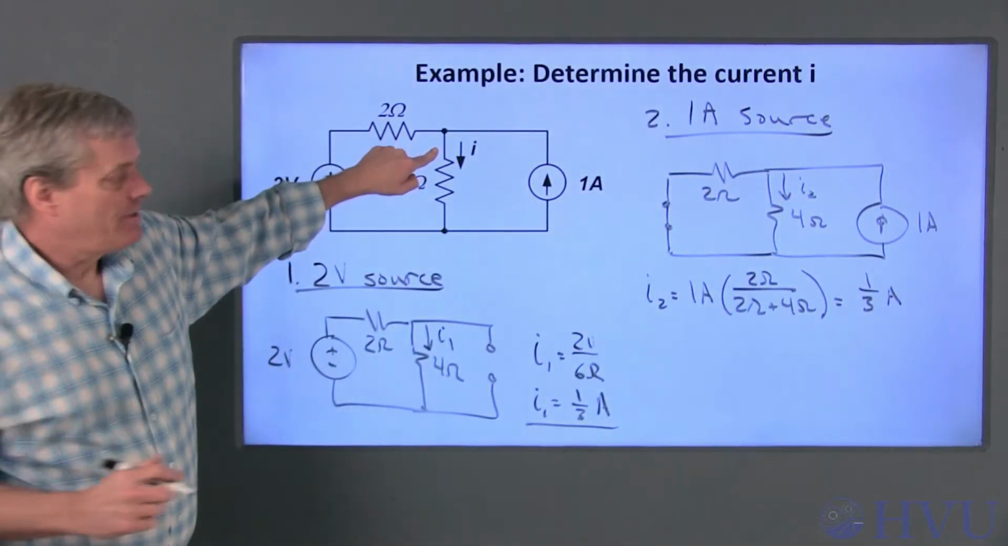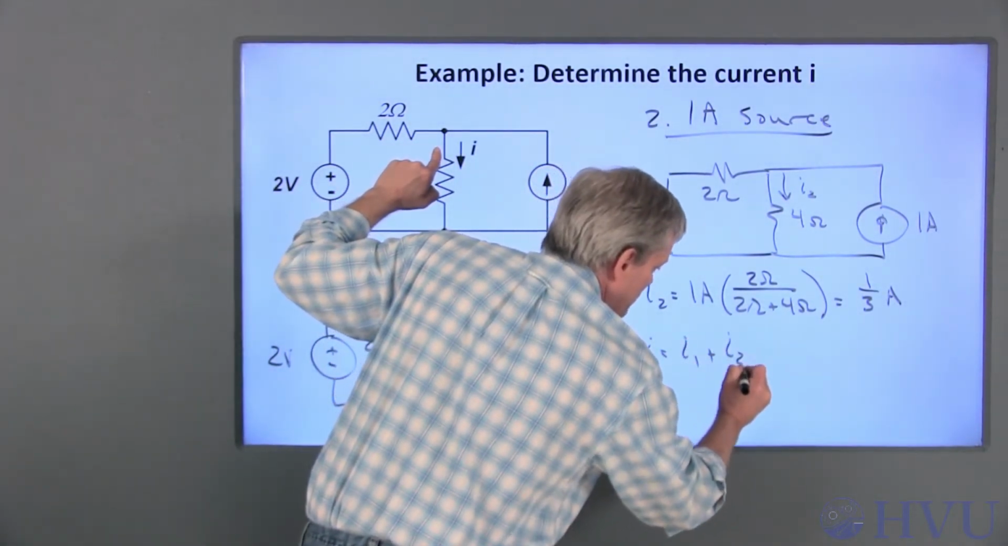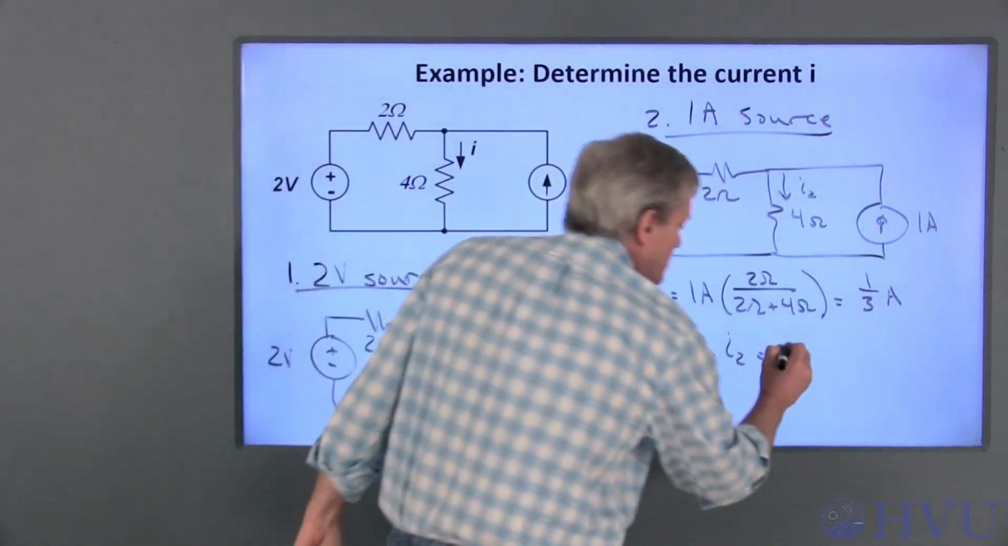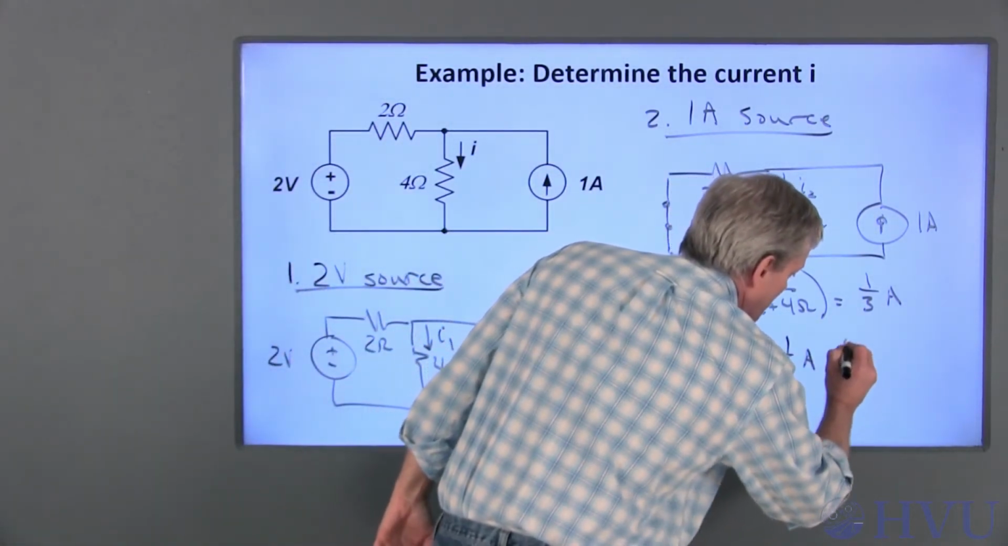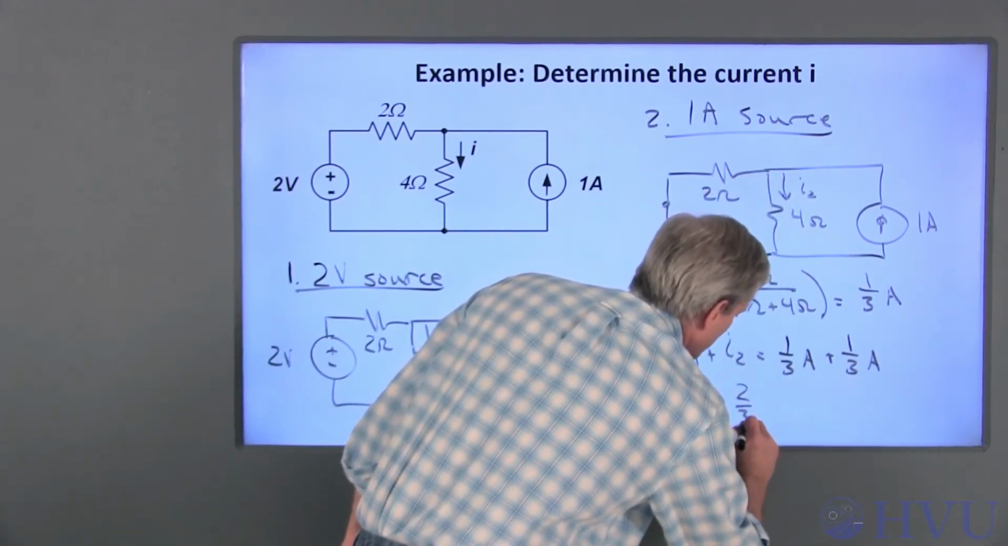Now the total current, I, is equal to I1 plus I2. I superimpose the individual outputs, which is 1/3 of an amp plus 1/3 of an amp, or I is equal to 2/3 of an amp.